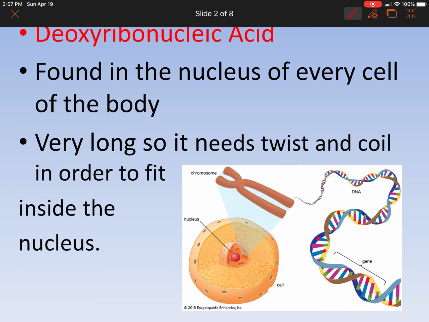That's true for anything. It's very long, so it needs to twist and coil in order to fit inside the nucleus. So if you look here, this is your chromosome, and then these are giant strands of DNA, and they're wrapped really, really tightly. So they twist and coil, and they line up on the chromosomes here. And the chromosomes then are found within the nucleus too.